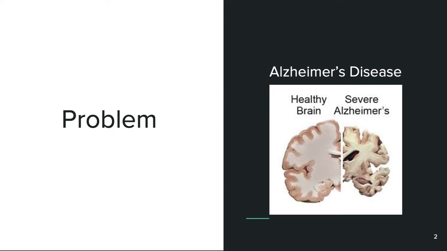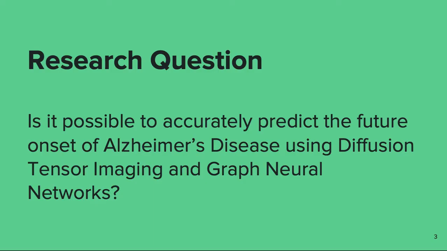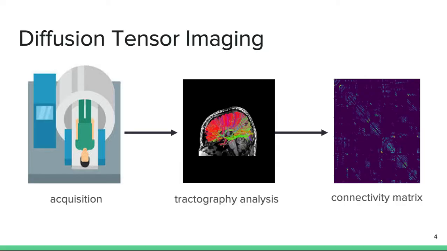And due to the complex pathology of the disease and the late onset of clinical symptoms, it's difficult for researchers to adequately detect and treat Alzheimer's effectively. So the research question I set out to solve accordingly was, is it possible to accurately predict the future onset of Alzheimer's disease using diffusion tensor imaging and graph neural networks? Because for diseases such as Alzheimer's, time is critical, and so finding a way to detect Alzheimer's earlier would enable doctors to begin treatment earlier and thus slow down the progress of the disease and improve quality of life for its victims. And now for the theoretical background for my project.